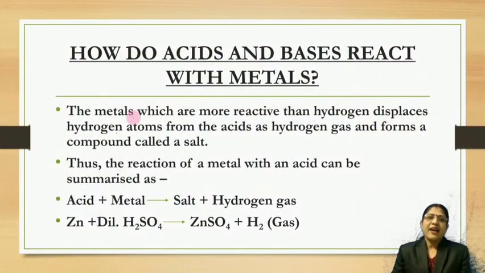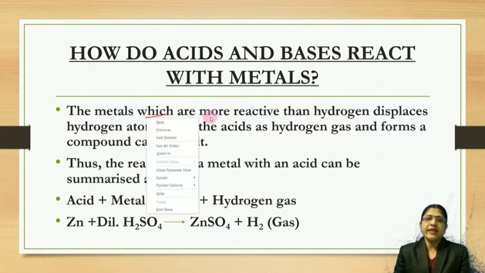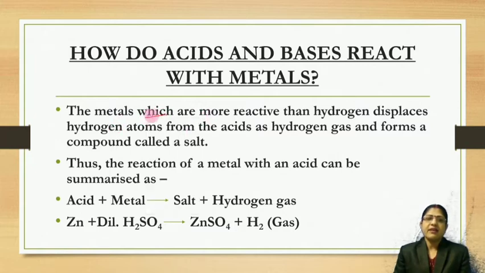So next, how do acids and bases react with metals? The metals which are more reactive, and which are more reactive we will study in the electrochemical series, that is, the reactivity series. Then metal displaces hydrogen from acids as hydrogen gas and forms a compound called salt. For example, you can remember: acid reacts with metal and gives salt and hydrogen gas.